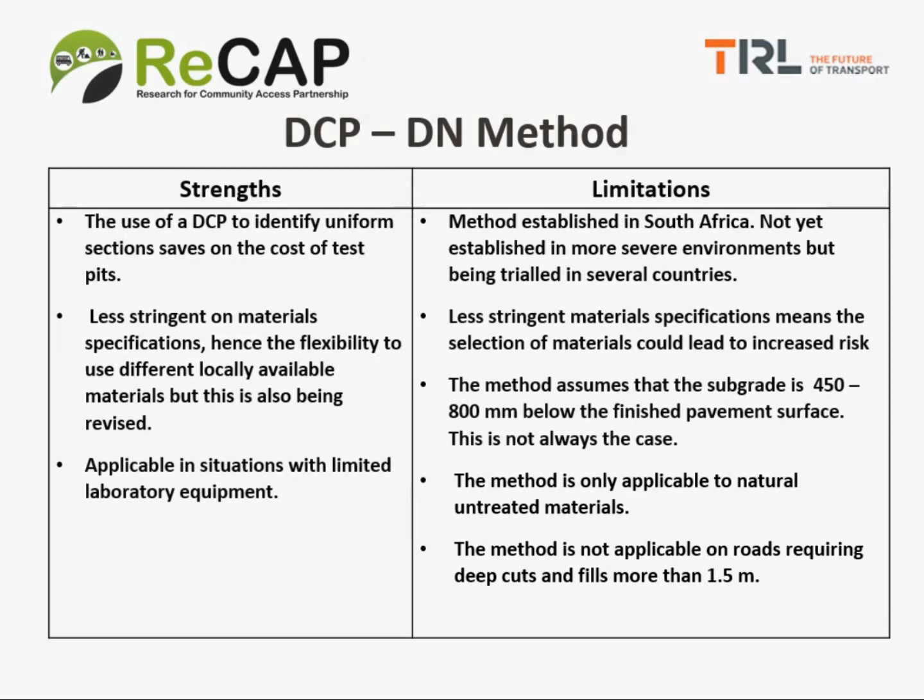It's also very applicable in situations with limited laboratory equipment, which is the case in many of the more remote parts of the country. So that's a very useful strength. One of the limitations is that the method assumes that the subgrade is between 450 and 800 millimeters below the finished pavement surface. And this is not always the case, so that can create a little bit of a problem. The method is only applicable to natural and treated materials. It doesn't deal with strengthened or cemented materials.